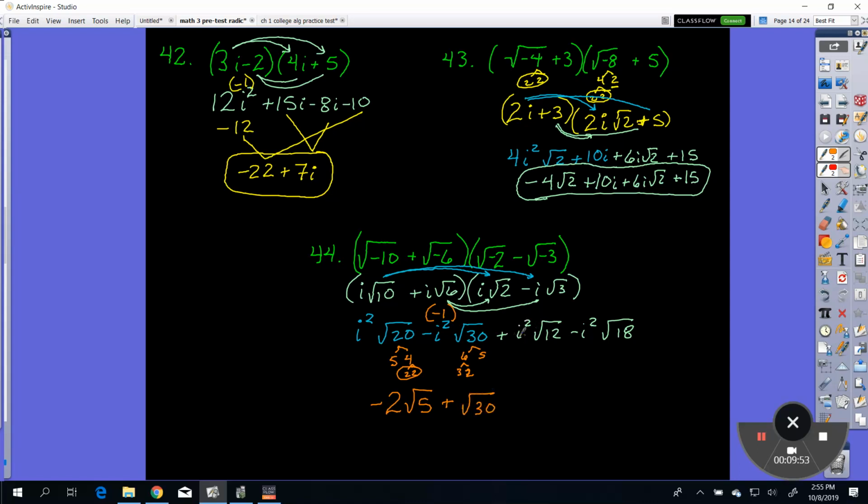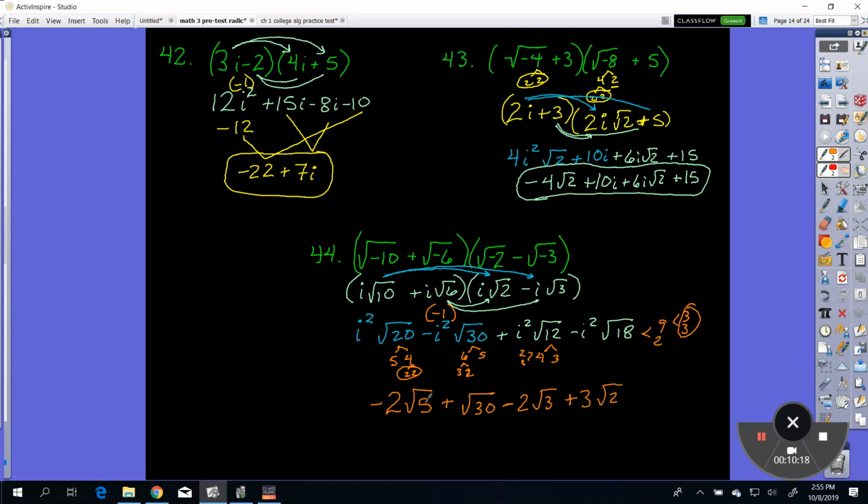This i squared, a positive and a negative, make it a negative. 12 is 4 times 3. 4 is 2 and 2. So minus 2 square root of 3. This i squared comes out, makes that negative turn into a positive. 18 is 9 times 2, so 3 times 3. So there's a pair of 3's. So plus 3 square root of 2.